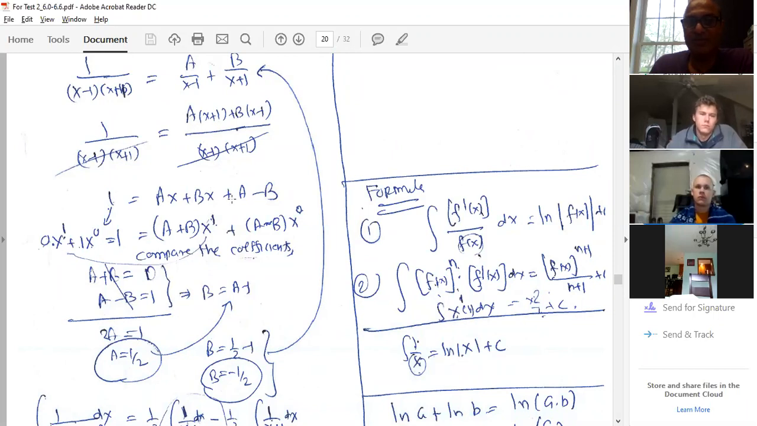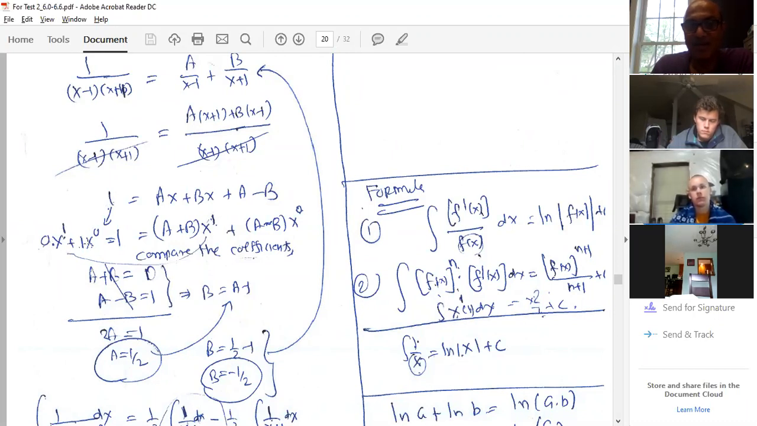Open the bracket: Ax + Bx + A − B. Always write in descending order of x. Whatever terms you get after this step, write them in descending powers of x. So here (A + B) is common with x to the power 1, and the constant means x to the power 0. On the right-hand side, 1 can be written as 0 times x to the power 1, because I want to compare with this x to the power 1. I don't have any x on the left side, so I would like to write 0 times x to the power 1.